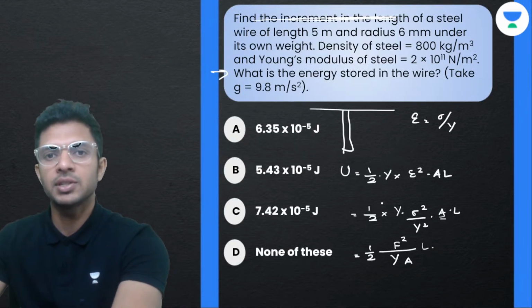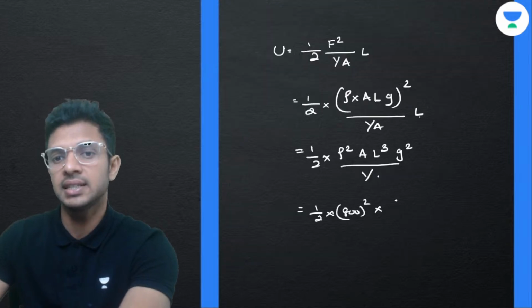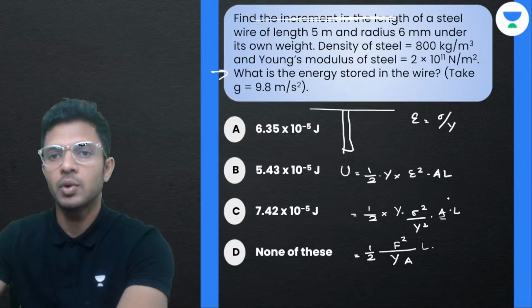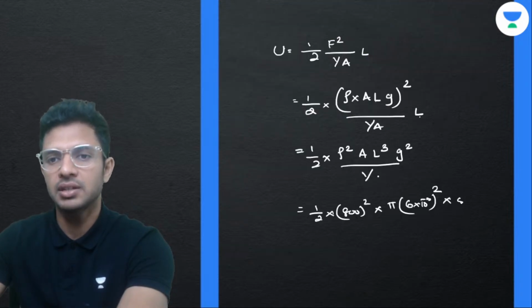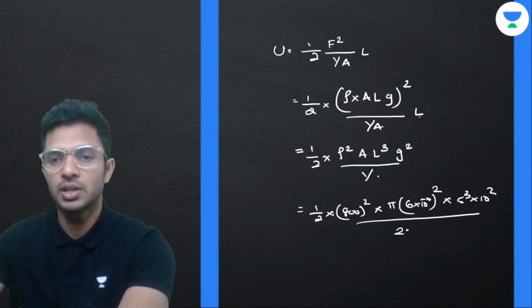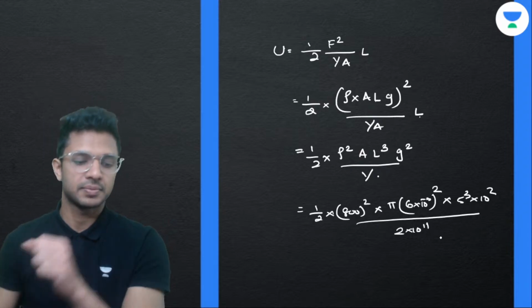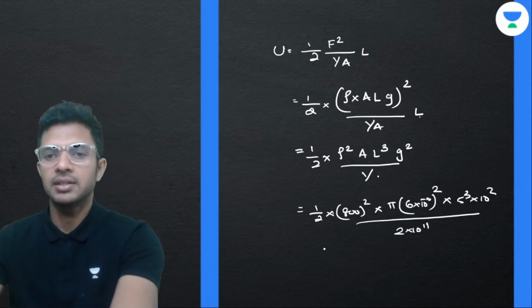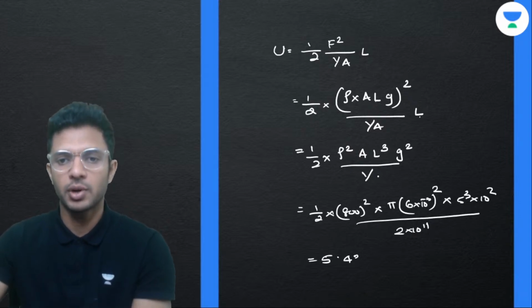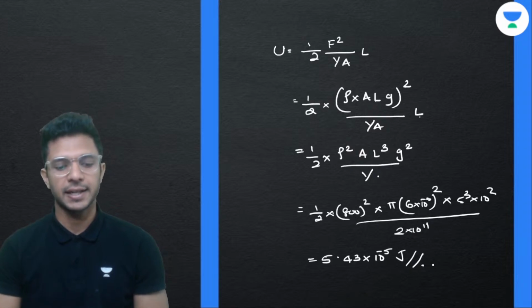एरिया कितना दे दिया मेरे बच्चा लोग, एरिया कितना, radius is 6 millimeter, so area is pi r square, that is 6 into 10 power minus 3 the whole square. And what about the length? 5 meter, 5 cube, g is 10, 10 square the whole divided by Young's modulus, that is 2 into 10 power 11. Okay, and how much will we get? 5.43. 5.43 into 10 power minus 5 joules is what we're going to get.